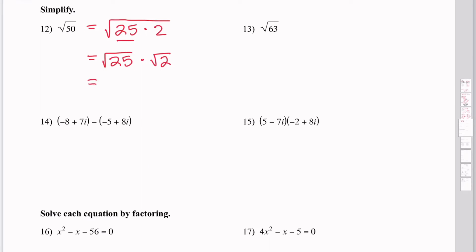By doing so, we're able to simplify the square root of 25, which is just 5. Since 2 is a prime number, there's nothing we can do to simplify that, so we leave it as is, leaving us with 5 root 2.